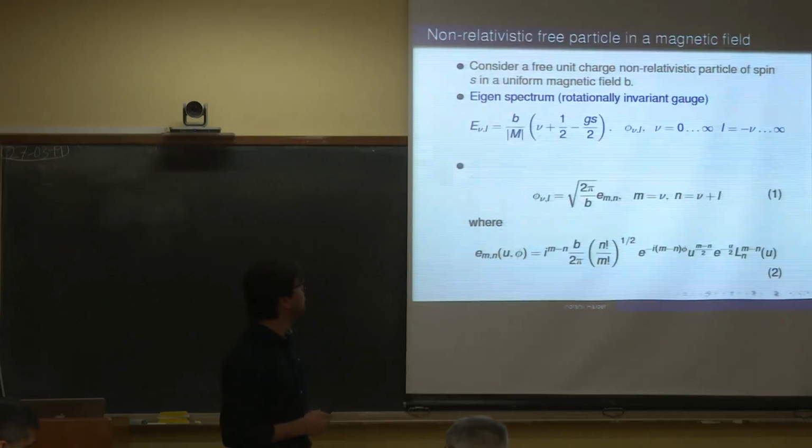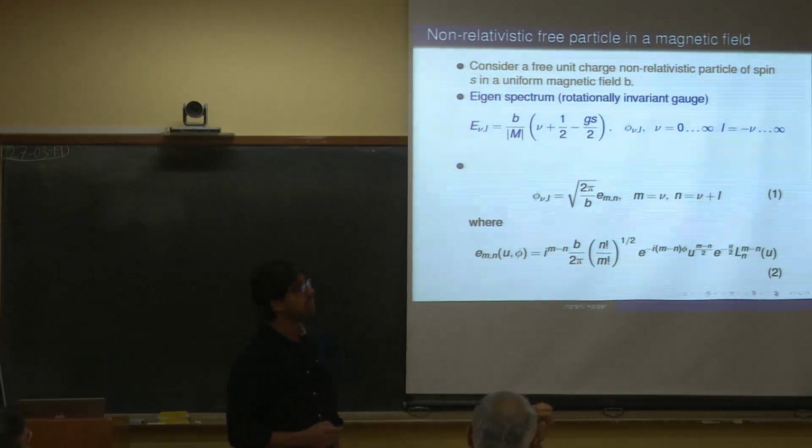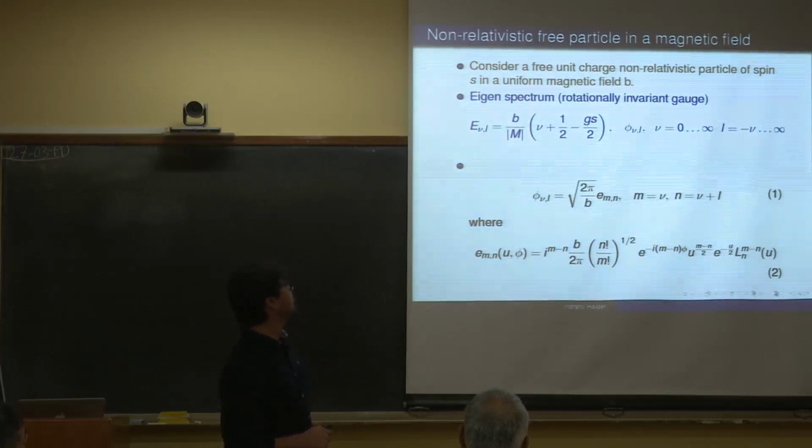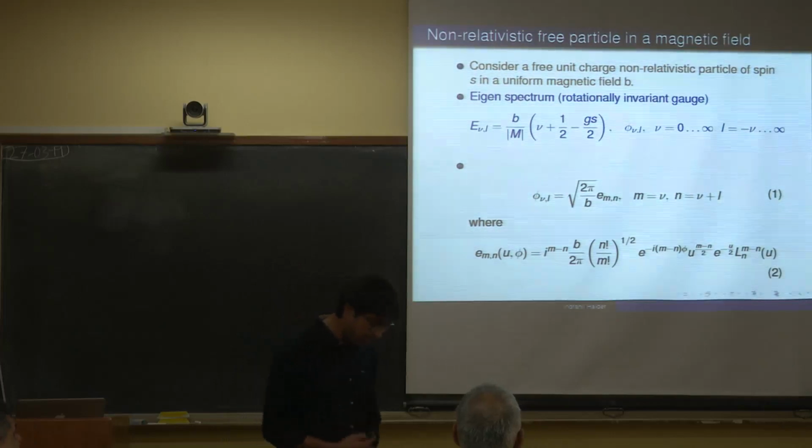Okay, so here we will first consider non-relativistic free particles in a magnetic field. We start with a particle which has spin S, where G is the Landau g-factor, and we consider its eigenspectrum, which is labeled by two numbers, nu and L. Nu is the Landau level index, which runs from 0 to infinity, and L is the orbital angular momentum, which starts from minus nu and goes up to infinity. The energy levels depend only on nu, so L labels the degeneracy of these energy levels. This is very familiar to all of us, and phi nu n are the corresponding eigenfunctions for these energies.